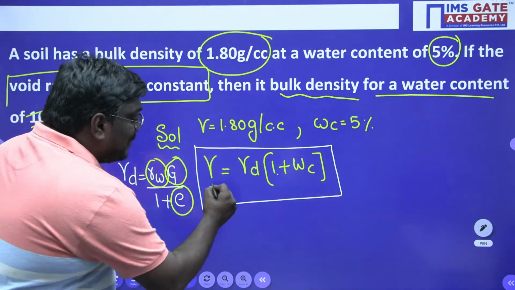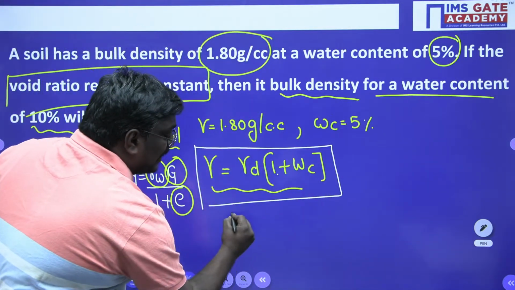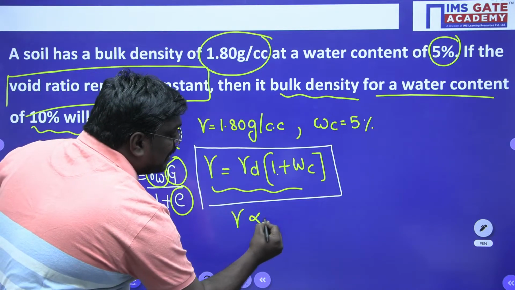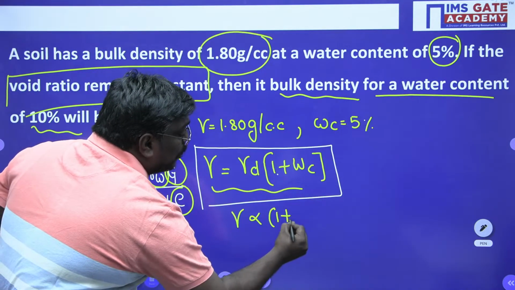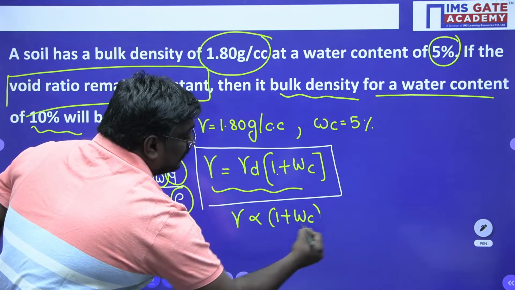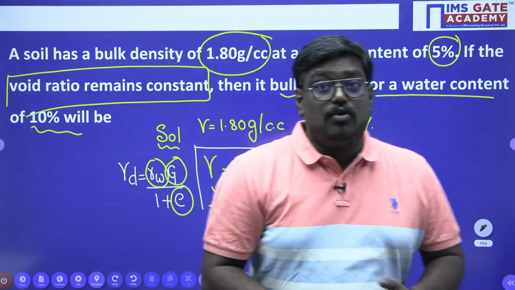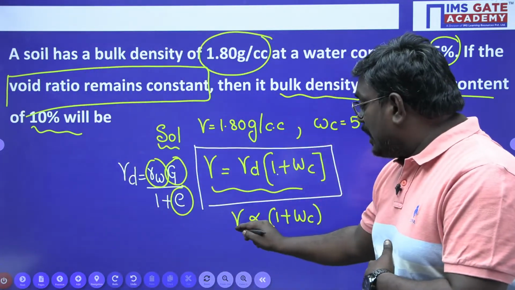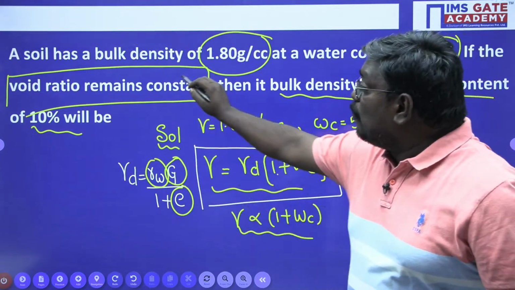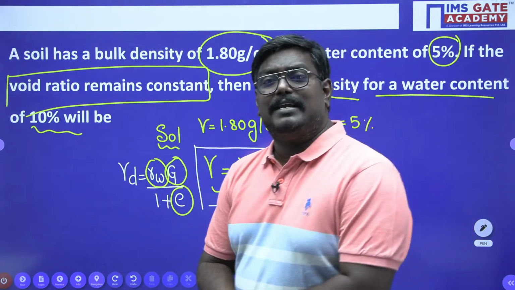So here, from the mathematical relation, you can clearly say that gamma is proportional to 1 plus water content. How this formula comes, you have to understand. You cannot write this statement if the void ratio is not constant, my dear students.